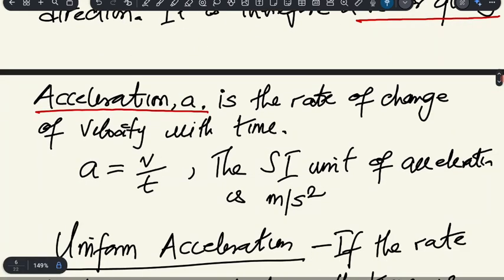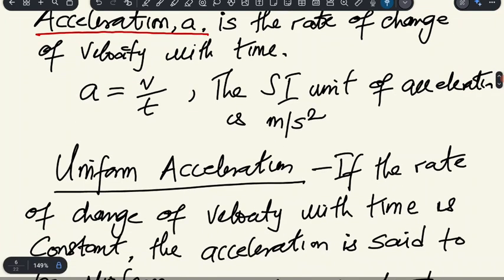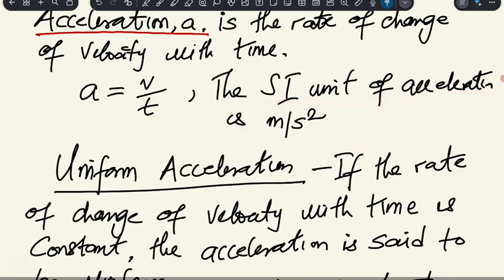We still continue to have acceleration. Those are the terms we must know before we start proving the equations of motion. Acceleration a is the rate of change of velocity with time. Therefore, a is velocity over time. And the SI unit of acceleration is meter per second squared. You must take note of this.